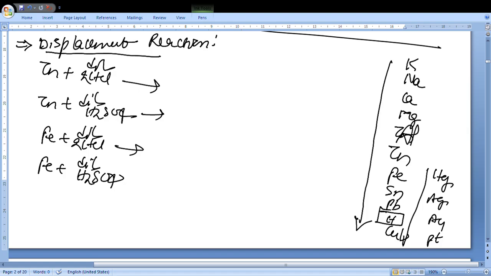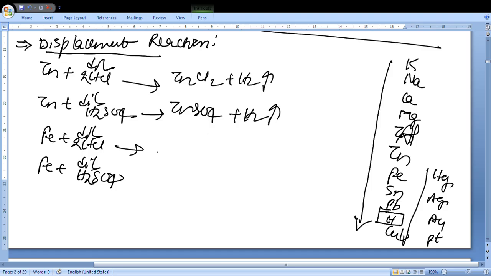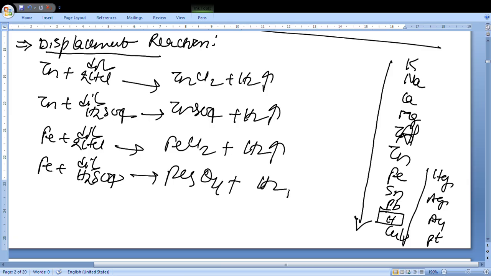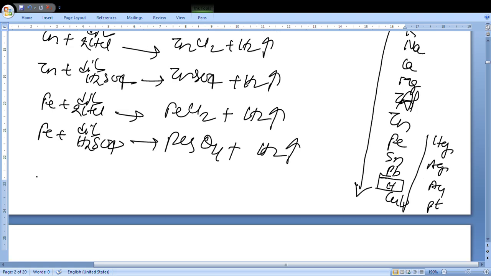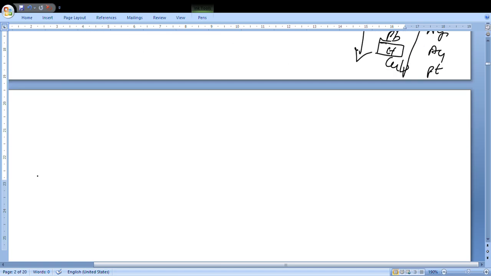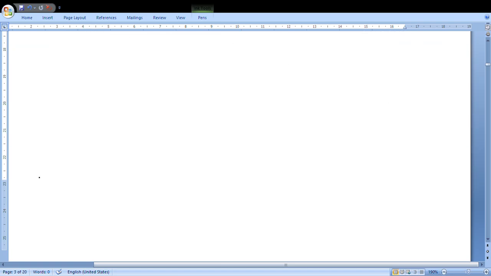So we have ZnCl2 plus H2, ZnSO4 plus H2, FeCl2 plus H2, FeSO4 plus H2, right? So this is a displacement method where we are preparing the salts, and all these salts are water soluble, right? So you might have understood that a more reactive element displaces a less reactive one.